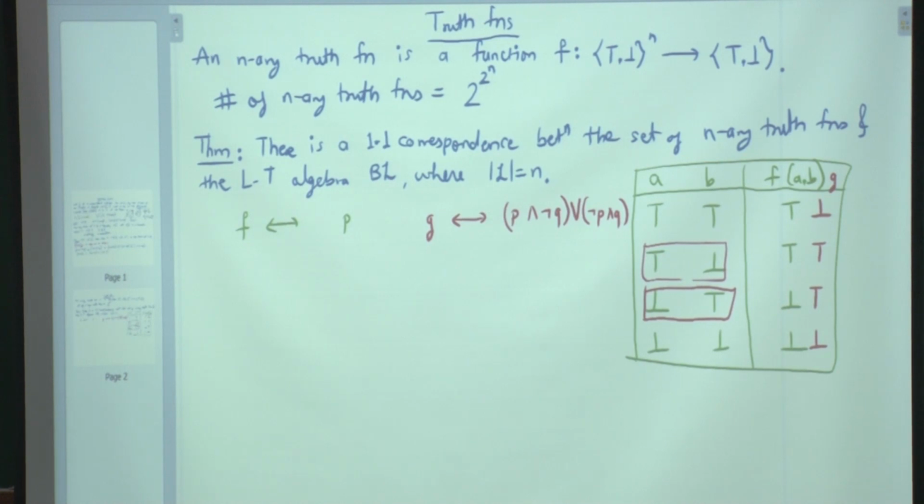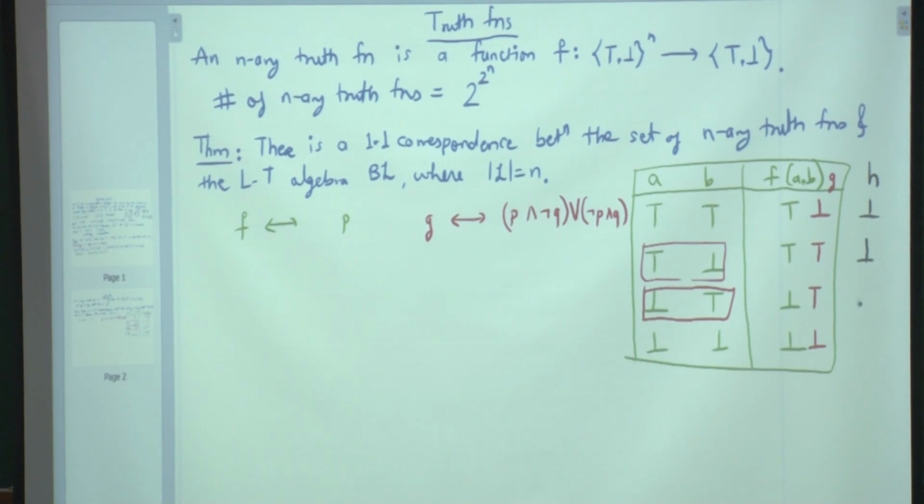Do you want to do one more example? Let me write something in black color now. This is function h. So what does h correspond to? P conjunction negation P. Fine. So you understand truth functions now?